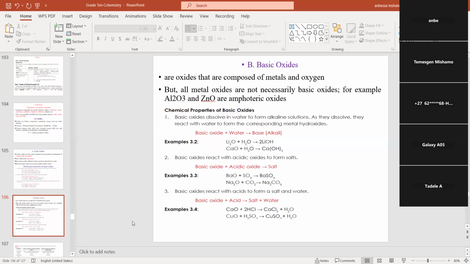የሁለቱ ባህሪ ያለው ስለሆነ so the chemical properties of basic oxide: basic oxide dissolves in water. When we dissolve a basic oxide in water, it gives a base. Basic oxide reacts with acidic oxide. They give what? A salt.